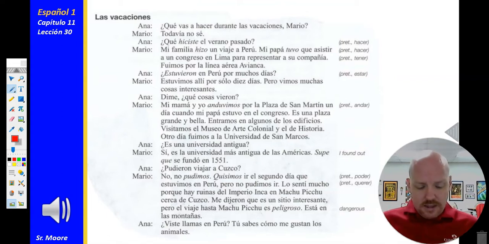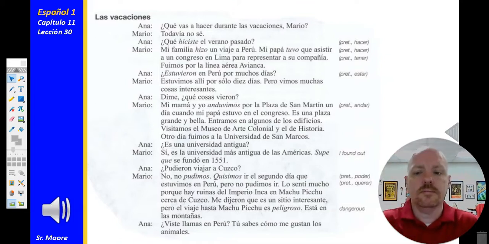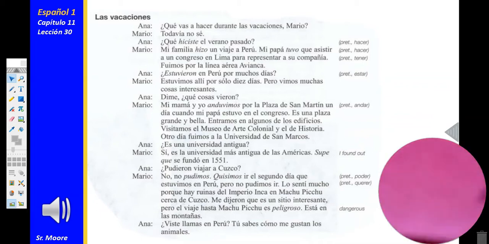Let's take a moment and look at the vacaciones, the dialogue that's on página 247 y 248. Escuchen, clase. Lección 30, parte 2. Diálogo. Follow along on pages 247 and 248 of your textbook.